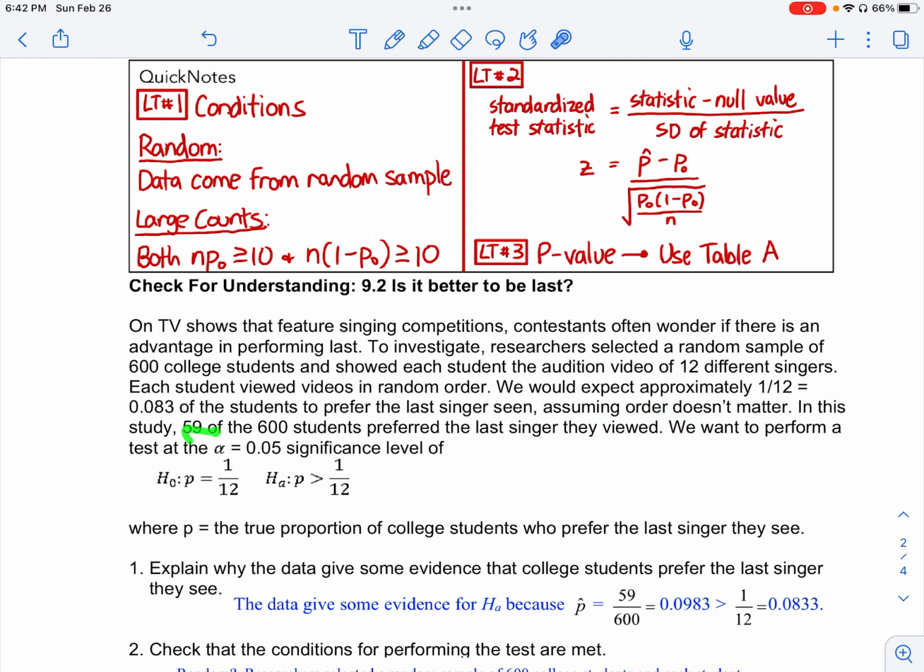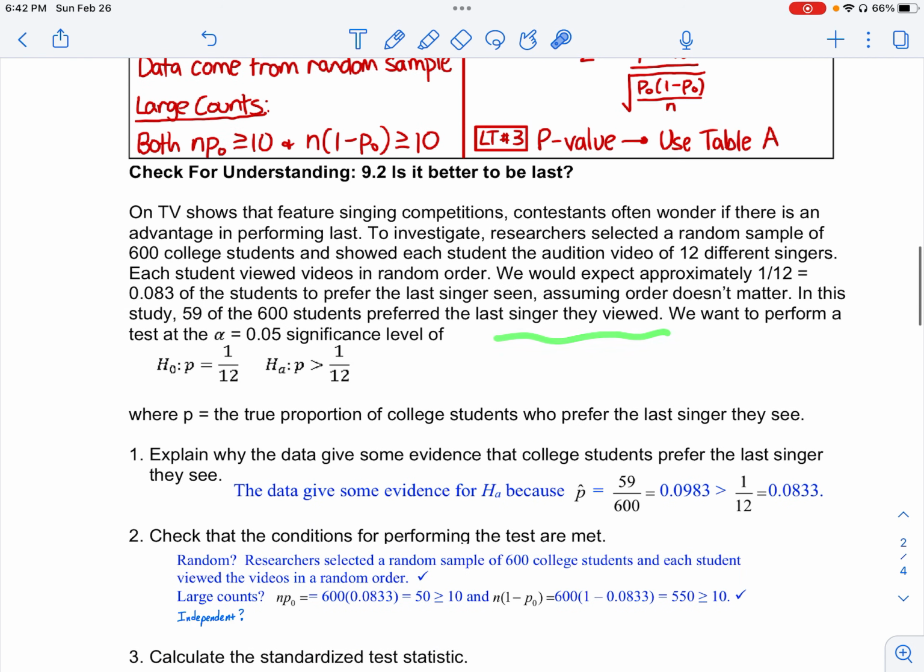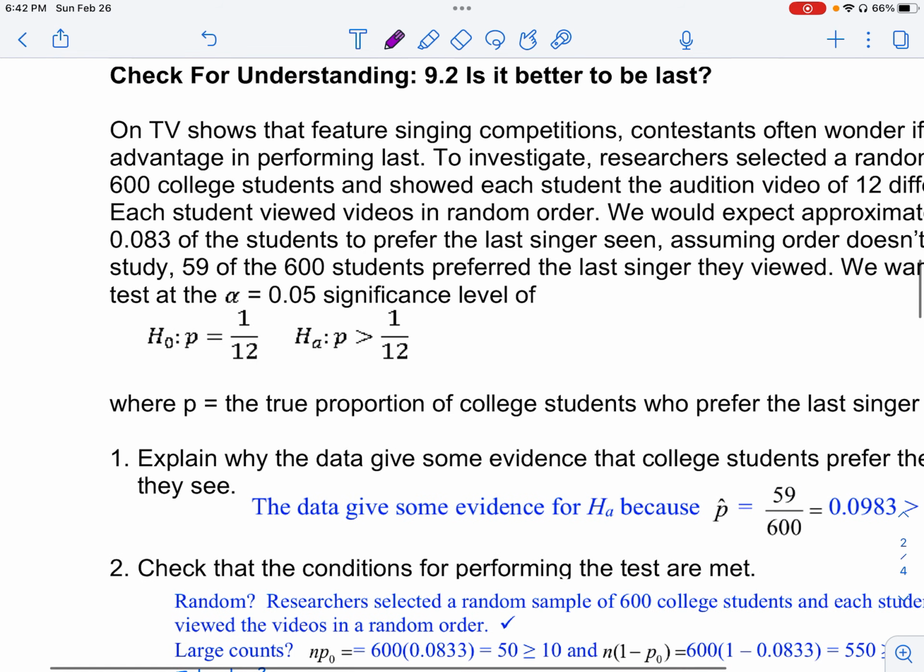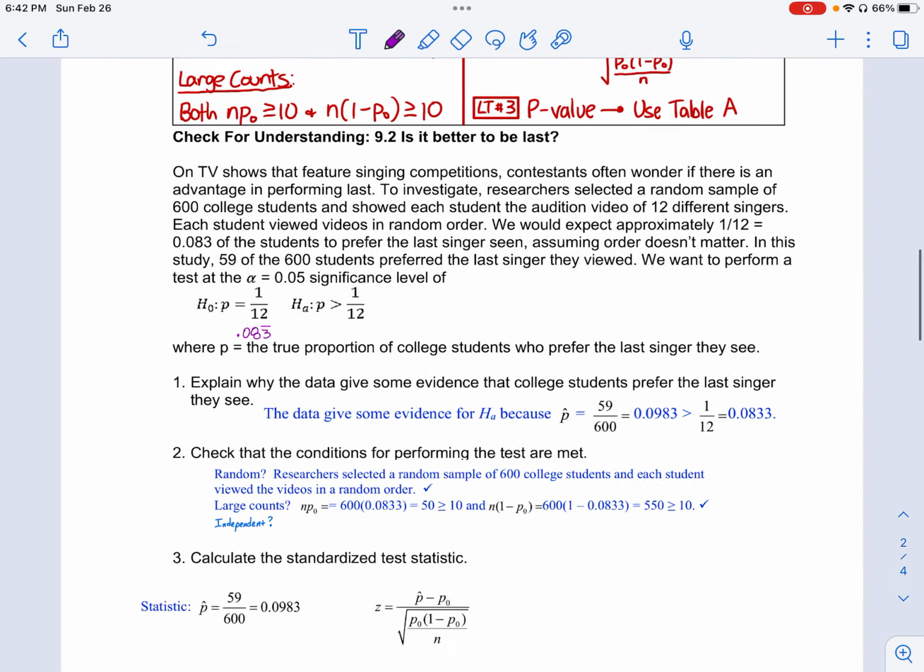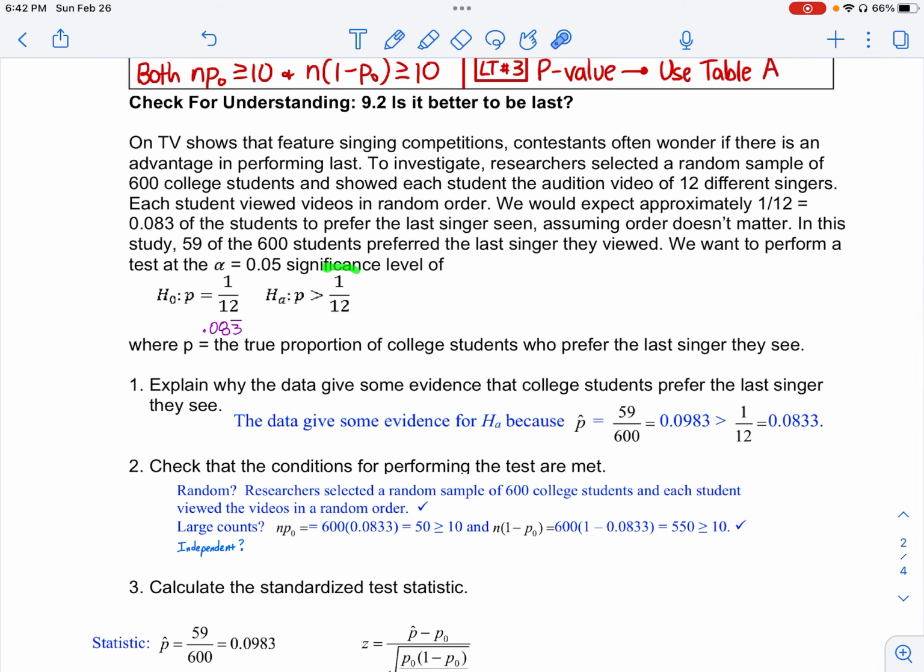But in the study, 59 of the 600 students preferred the last singer that they viewed. We want to perform a test at the alpha of 0.05. The null is that the probability would be 1/12. If you take your calculator and divide, that's 0.083 repeating, okay? The alternative that they're giving us is that the probability is actually greater. Like I was saying, you prefer the last singer. So this probability of picking that last singer would be larger than 1/12. p is the proportion of college kids who prefer the last singer that they see.